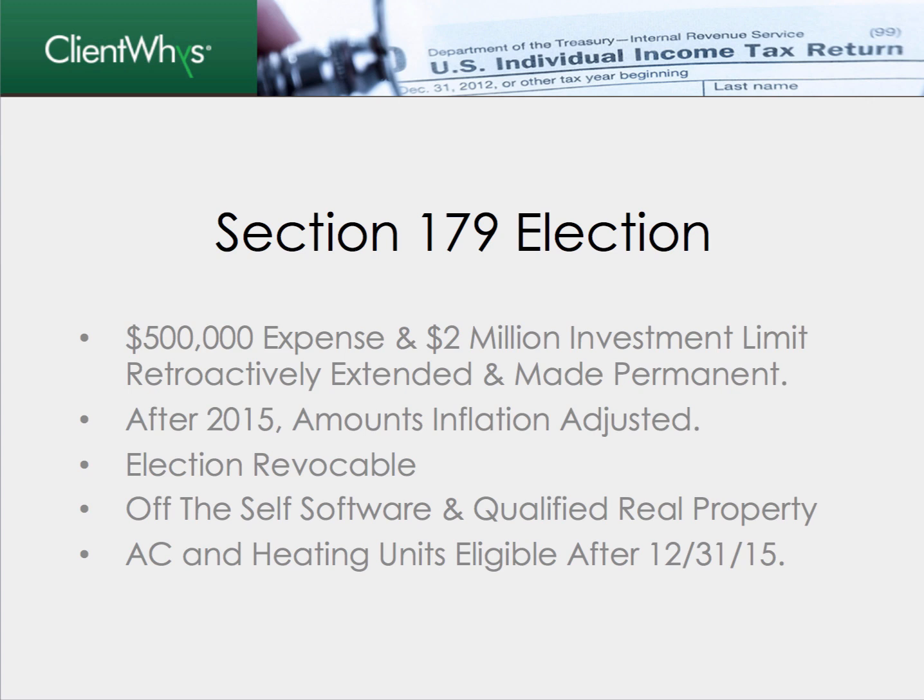And interestingly enough, they added air conditioning and heating units to be treated as eligible for expensing after December 31st, 2015, and they were always explicitly not allowed. So that's quite a little change there.